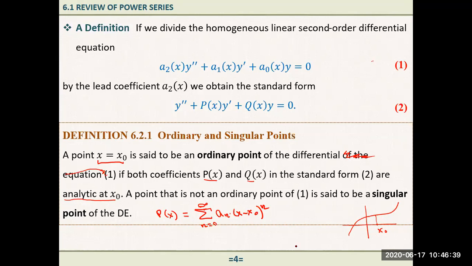How about q? It's the same thing. q of x is analytic at x sub 0 means it also has a power series representation. I can write q of x as the sum from n equals 0 to positive infinity of c sub n times x minus x sub 0 to the power n. This is what we mean by analytic at x sub 0. Simply, we can find their power series representation.